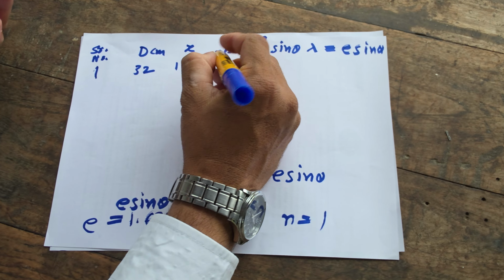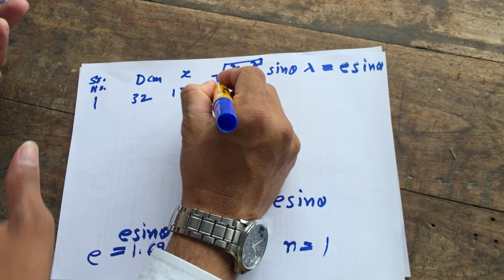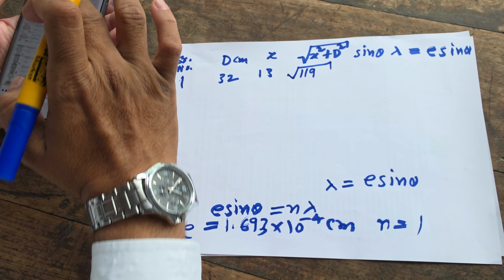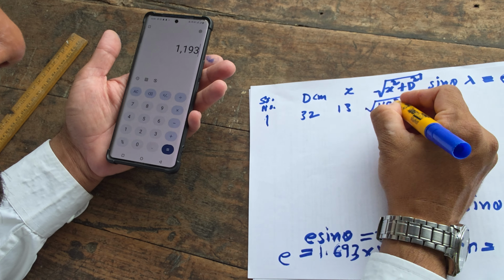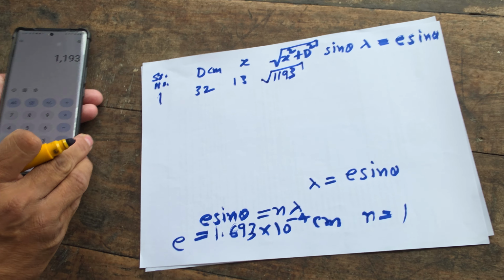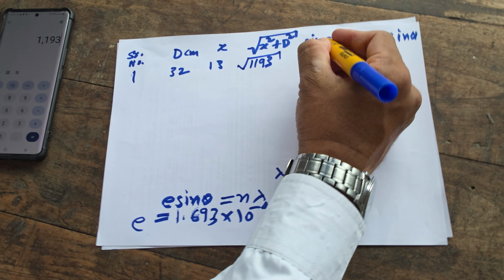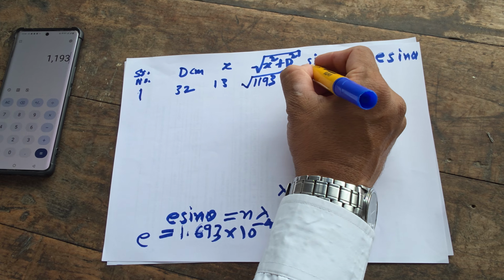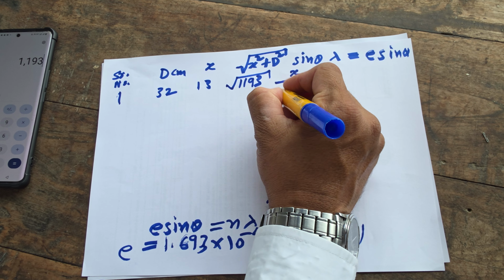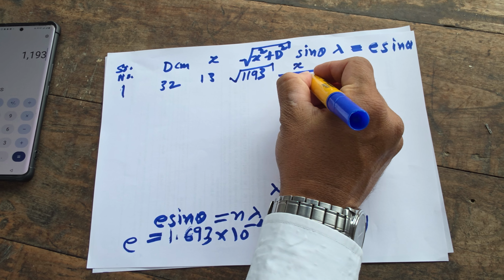So it will be nothing but the square root of 1193. And then sine theta will be nothing but x divided by square root of 1193. So this will be x divided by square root of 1193.